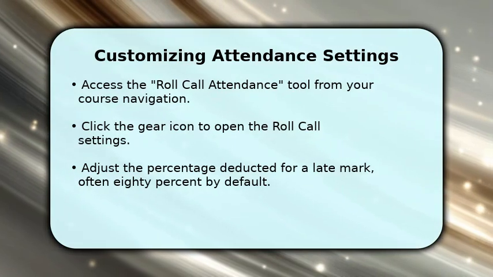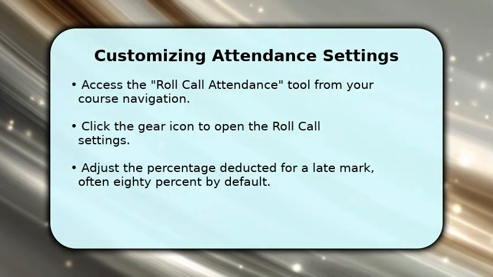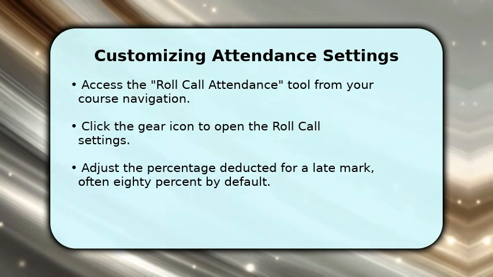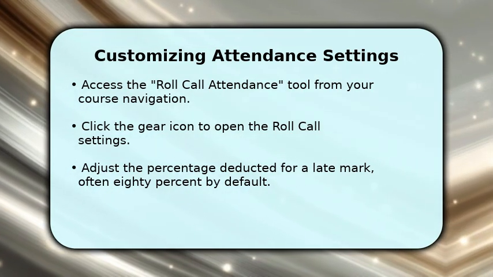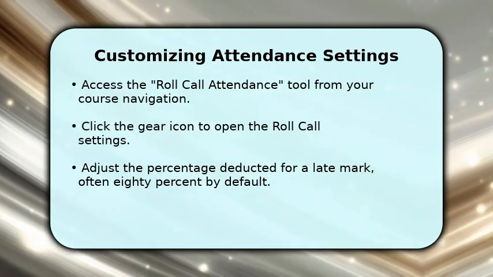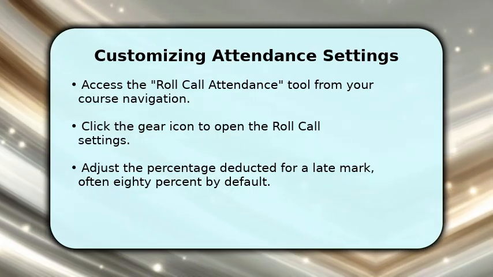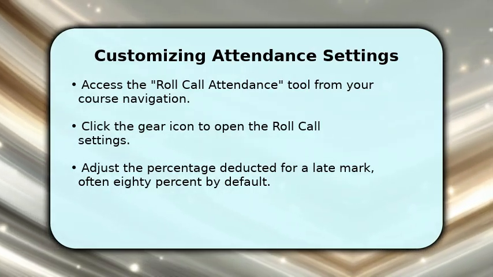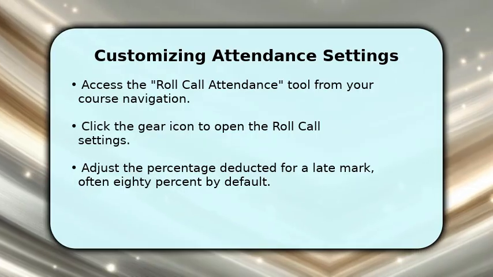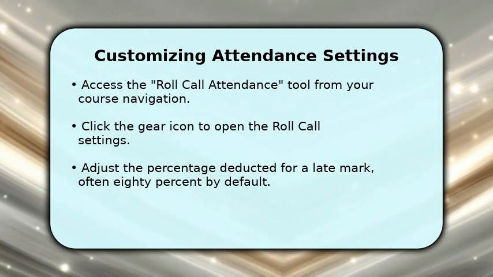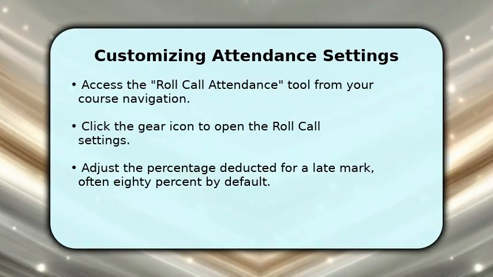Once enabled, click on Attendance in your course navigation. You'll see a gear icon in the upper right corner. Click it to access the roll call settings. Here, you can customize how tardiness affects a student's score. The default for a late mark is typically set to 80% of a full day's presence. You can adjust this percentage using a slider to align with your specific course policies, ensuring fair grading.